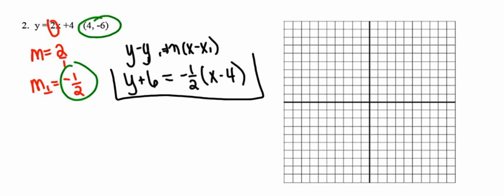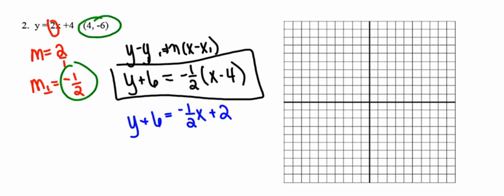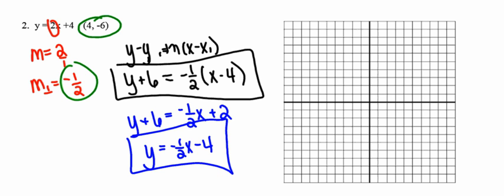If it were up to me, I'd leave it right there. I understand, though, that some of you are much more comfortable leaving it in the form y equals mx plus b. So if you are, I'm going to go ahead and distribute on the right-hand side. So a minus 1/2 times a minus 4 is a plus 2. And when all is said and done and I subtract 6 from both sides, I end up with y equals minus a half x plus 4. Or sorry, y equals a minus a half x minus 4.